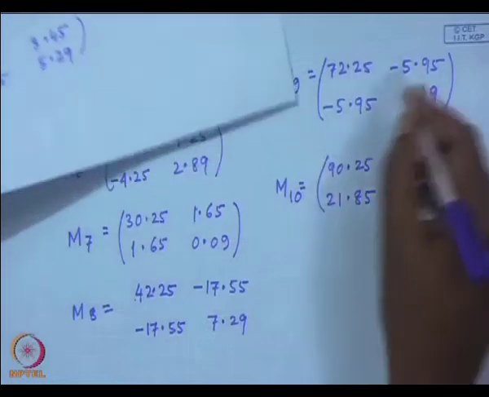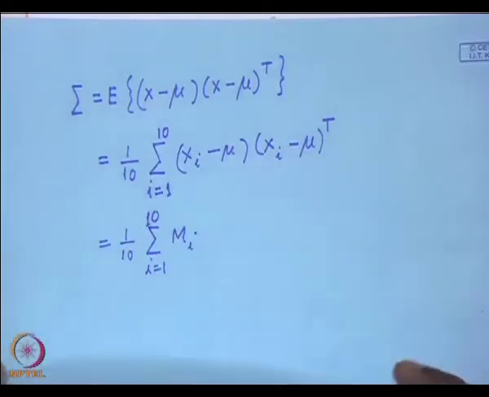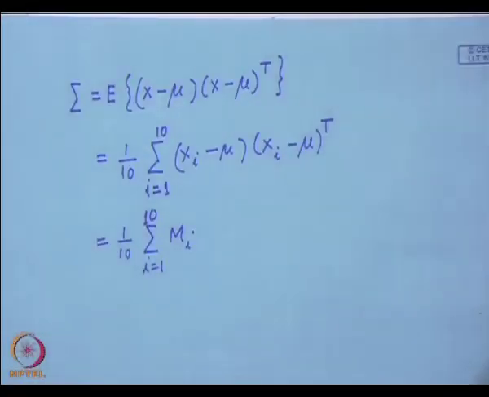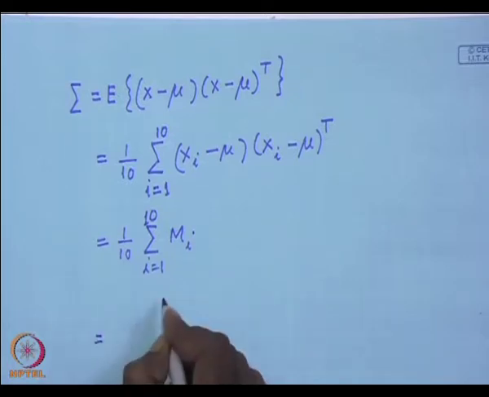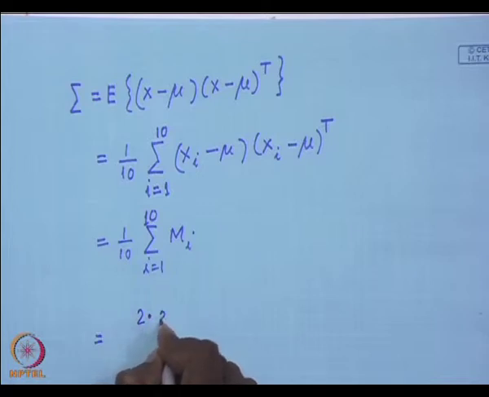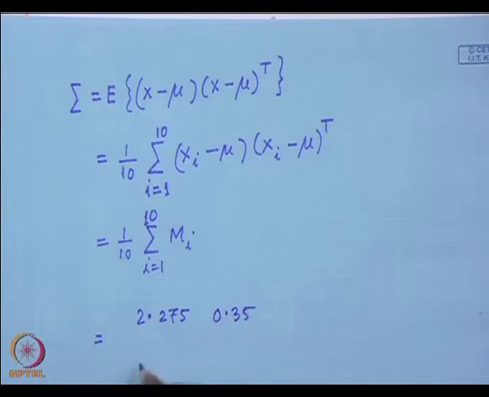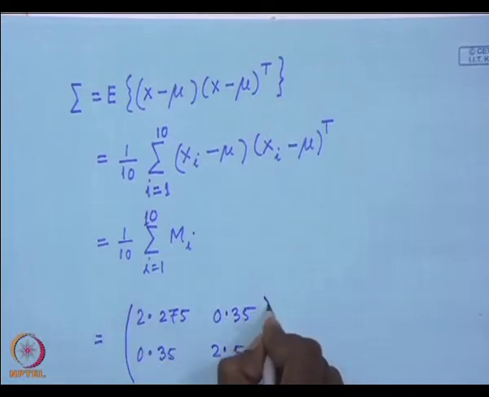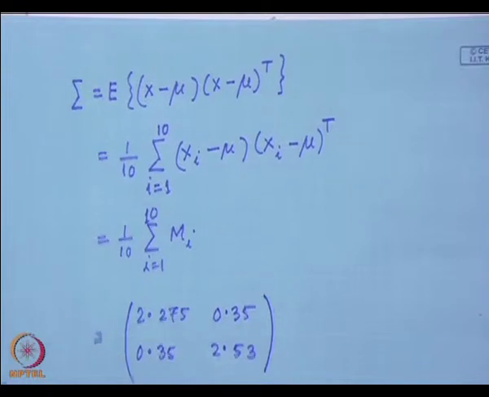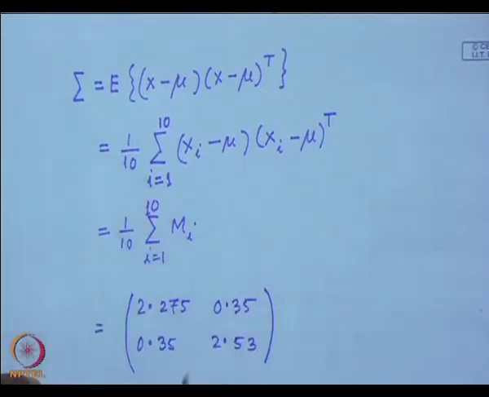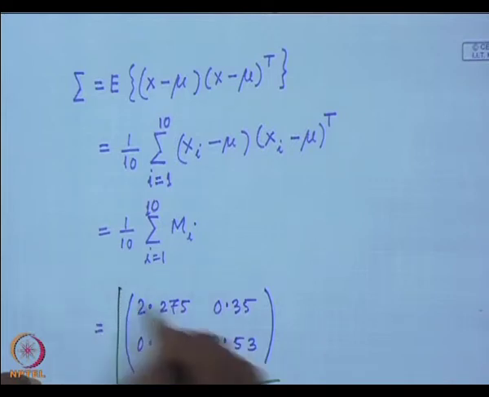All these different matrices have to be added, and then the summation matrix has to be divided by 10. And when I do that, you find that this simply becomes 26.275, 0.35, 0.35 and 2.53. So, this is my covariance matrix. So, this is what is the covariance matrix.